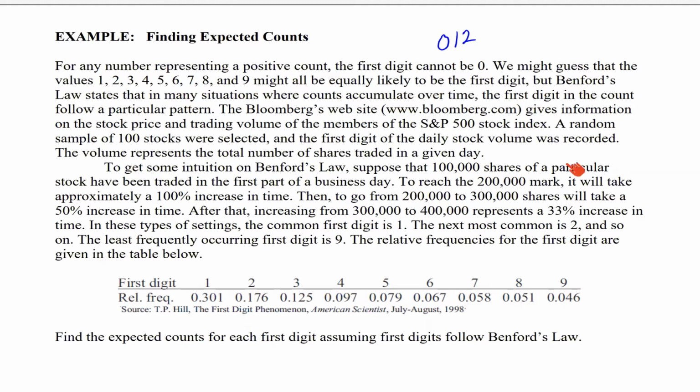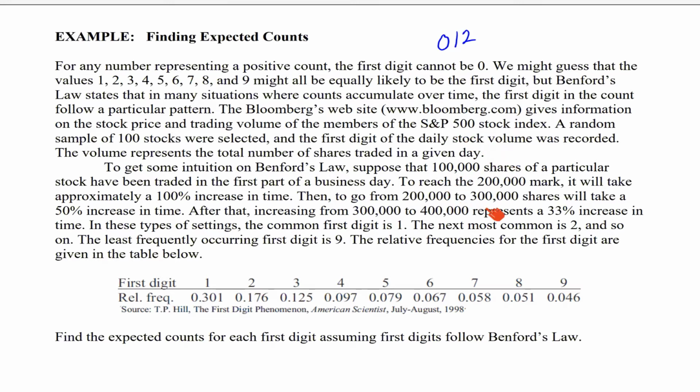But Benford's law states that in many situations where counts accumulate over time, the first digit in the count follows a pattern. So if you went to Bloomberg's website, it gives information on the stock price and trading volume of members of something called the S&P 500 stock index. So this is just a bundle of 500 different publicly traded companies. So like, for example, Walt Disney is in the S&P 500, Amazon is in the S&P 500.